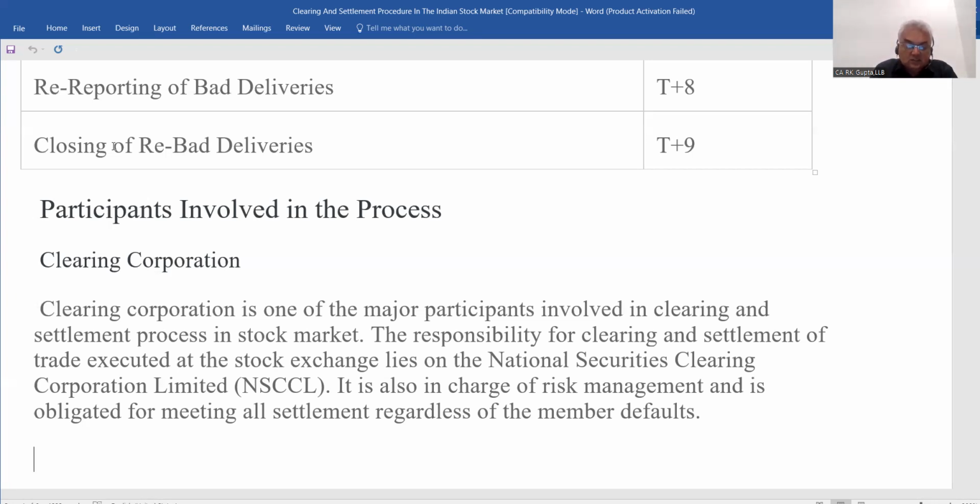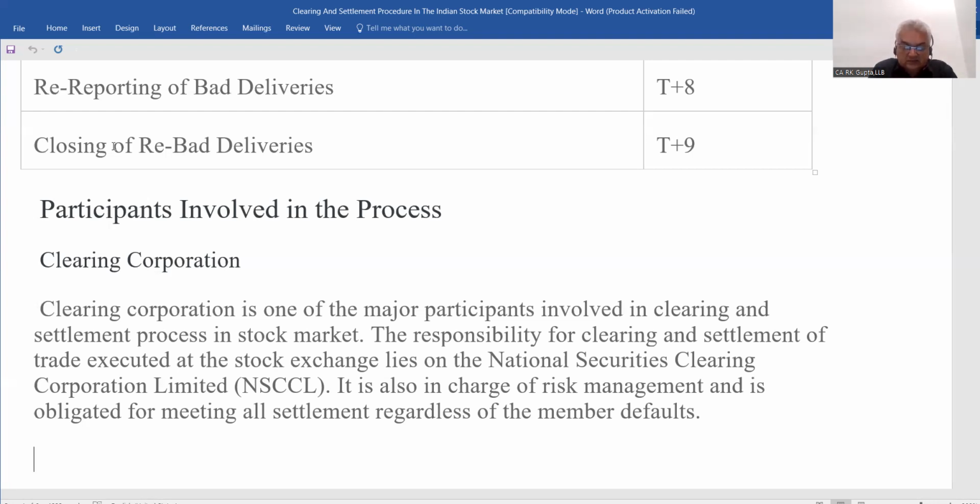It says role of clearing corporation. So when a trade occurs on the stock exchange, it is a legal contract between the buyer and the seller. So if there is a default, the counterparty to the trade will have to bear the loss. So clearing corporation acts as a counterparty to every contract. So clearing corporation ensures that members meet their funds and securities obligations. And who are the members? Basically, those who are trading on the stock exchange.